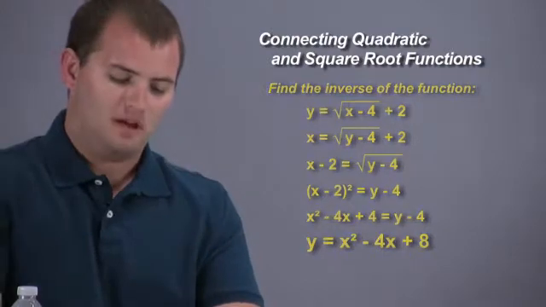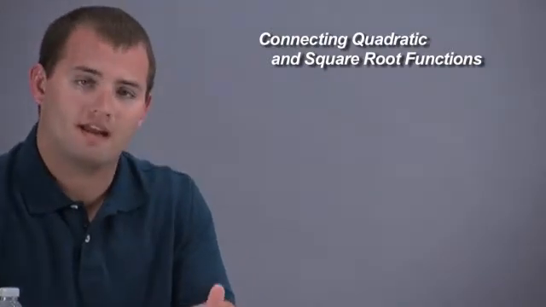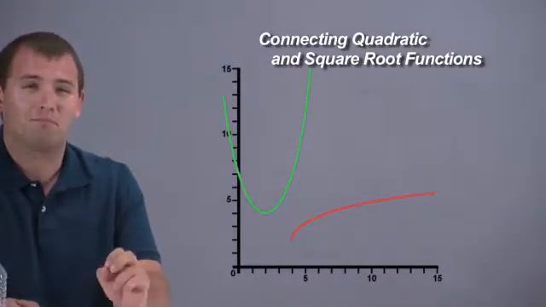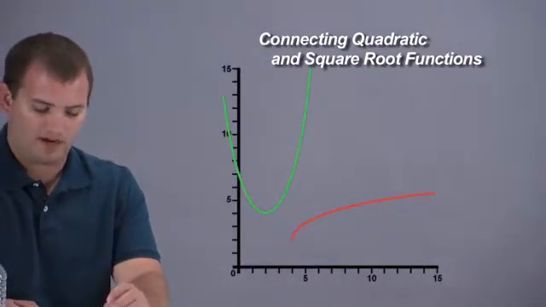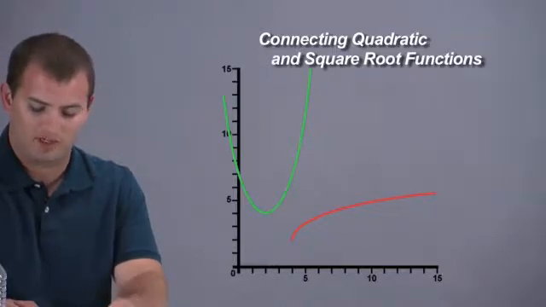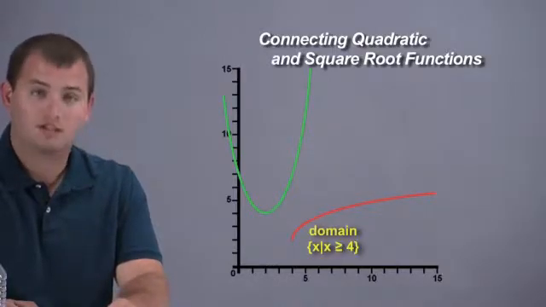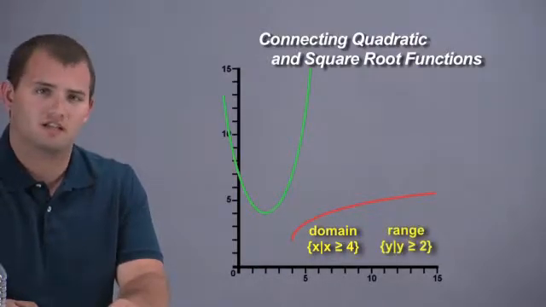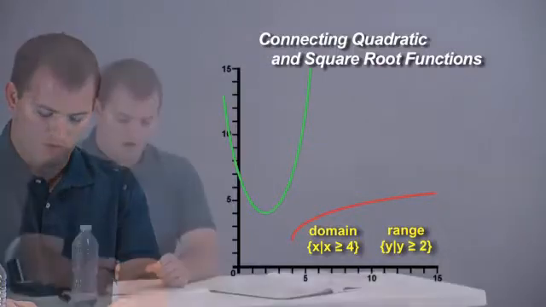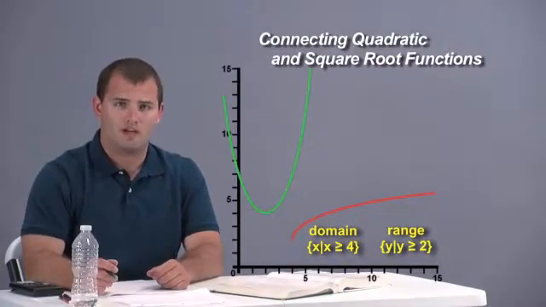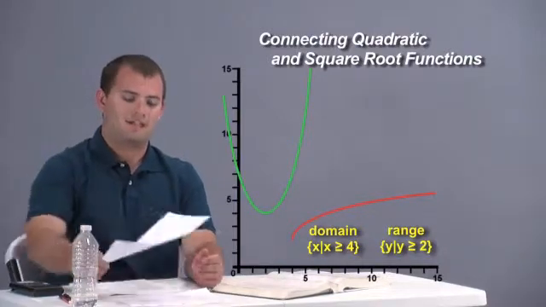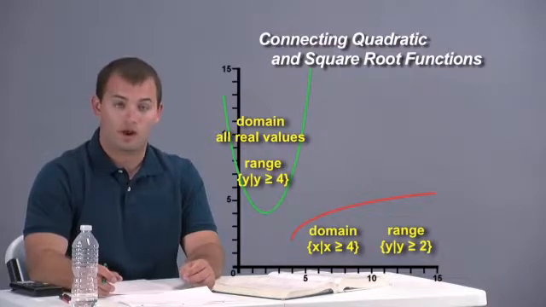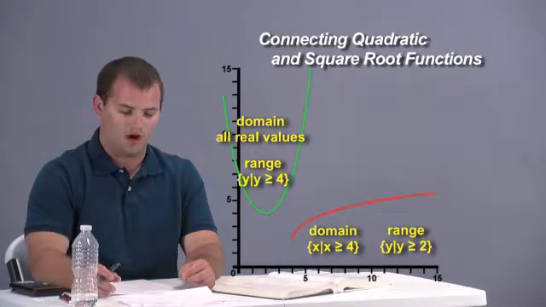And we're done. Let's look at some graphs in order to determine the domain and ranges. In this graph, the red function is the original function, and the green is a possible inverse graph. Let's look at first the domain of the red function. I claim the domain is x such that x is greater than or equal to 4, and the range is y such that y is greater than or equal to 2. Okay, let's look at the domain and range now for the inverse function. I say the domain is all real values, and the range is y such that y is greater than or equal to 4.